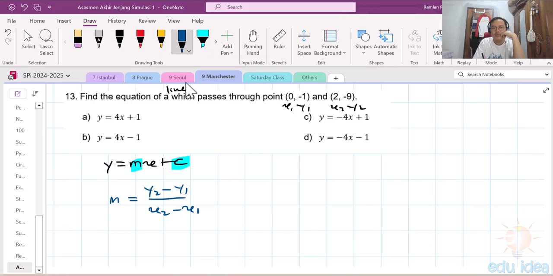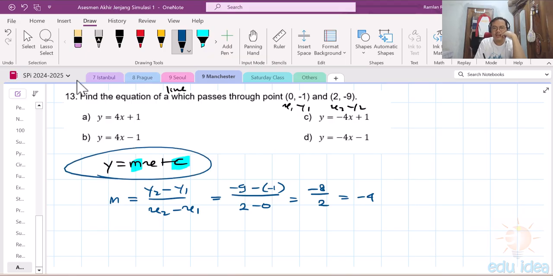You'll get negative 9 minus 1, right? And then the x2 is 2, and the x1 is just 0. Okay, negative 9 minus 1 is negative 8, and 2 minus 0 is 2, and then you will get negative 4. Now you can see that the gradient is negative 4. Now we only need to use this form of equation, and then plug in one of these two points. It's up to you.